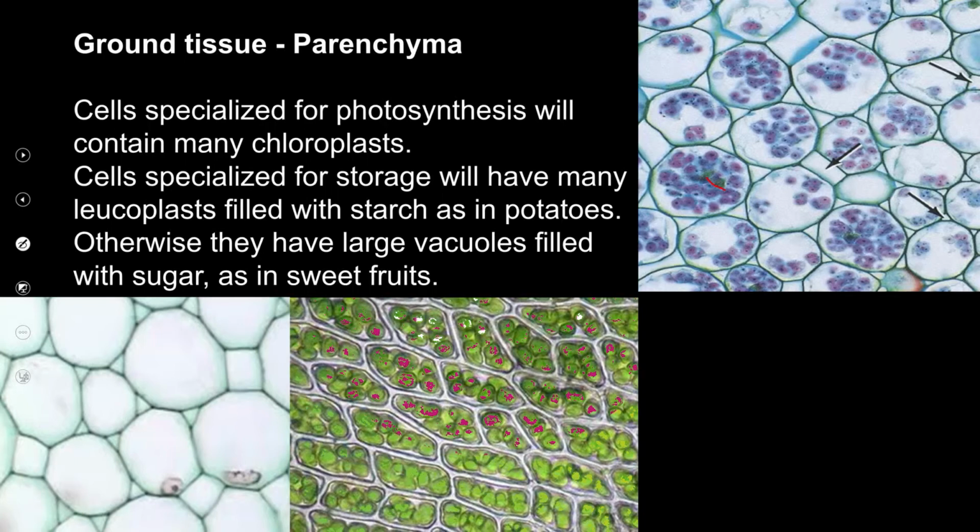Then the other type of cell, if we have a look here, these are storage cells. Can you see the spaces between them? That's important for gaseous exchange. But this cell looks empty, and that is because it's got a huge vacuole, large vacuoles filled with sugar. So that would be in your apple.